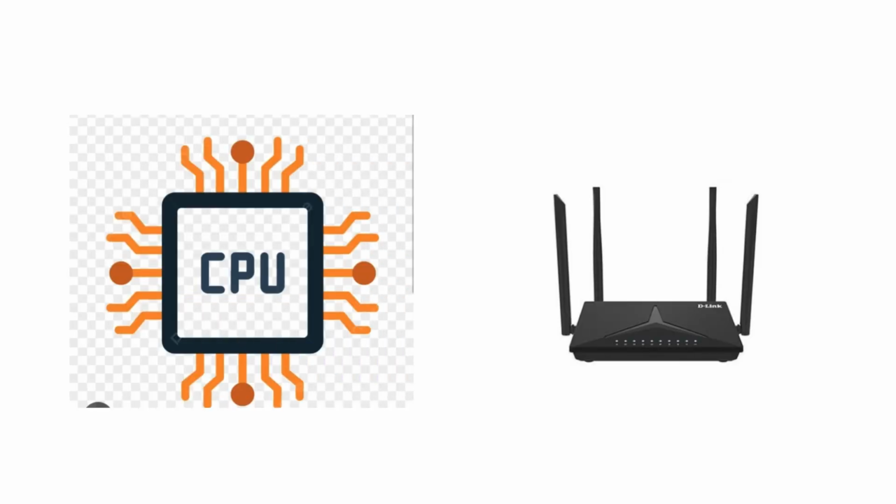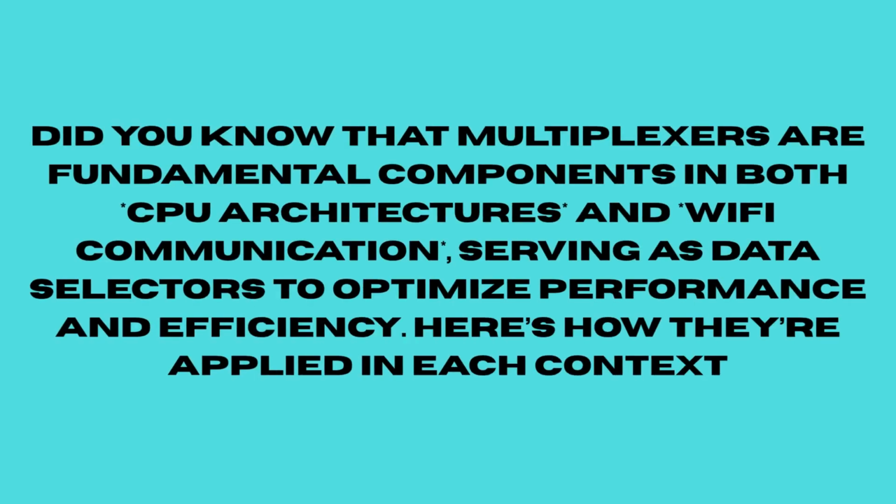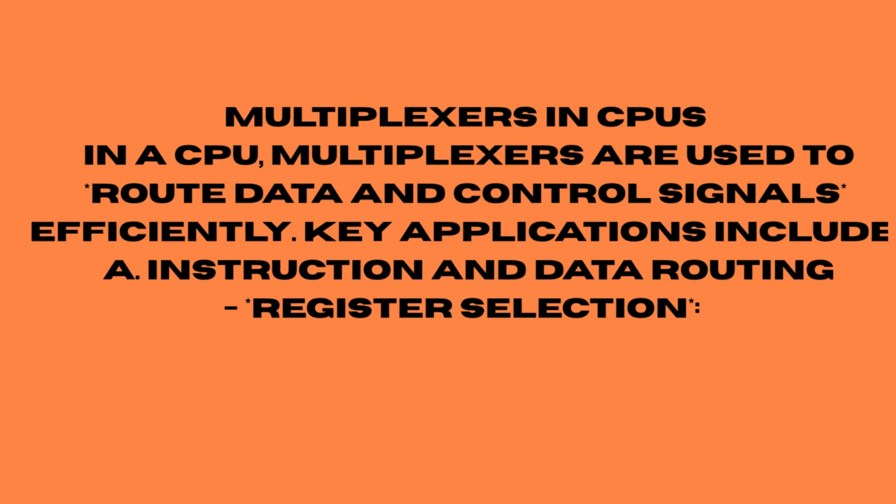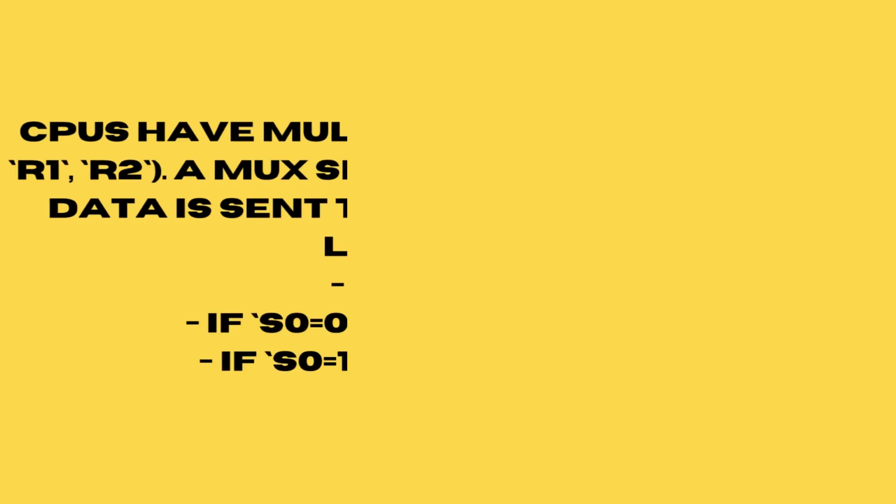Did you know that multiplexers are fundamental components in both CPU architectures and Wi-Fi communication, serving as data selectors to optimize performance and efficiency? Here's how they're applied in each context. Multiplexers in CPUs. In a CPU, multiplexers are used to route data and control signals efficiently. Key applications include instruction and data routing, register selection.